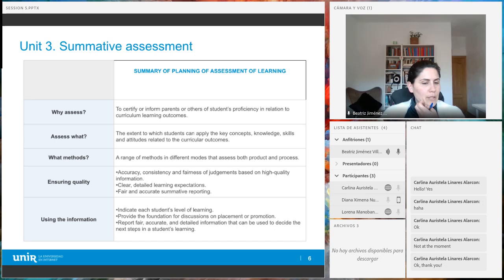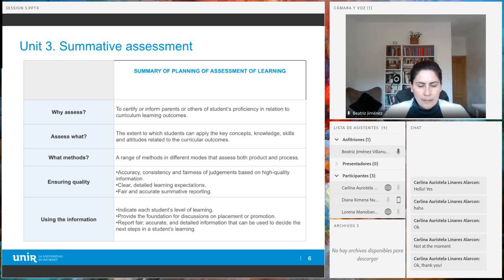How do we use the information that we collect through assessment? Well, we will indicate each student's level of learning. We will provide the foundation for discussions on where to place the students, or if they're going to be promoted to the next grade, and so on. Okay, and report fair, accurate, and detailed information that can be used to decide what are going to be the next steps in the students' learning. Okay, so all this information is a summary of planning of assessment of learning.